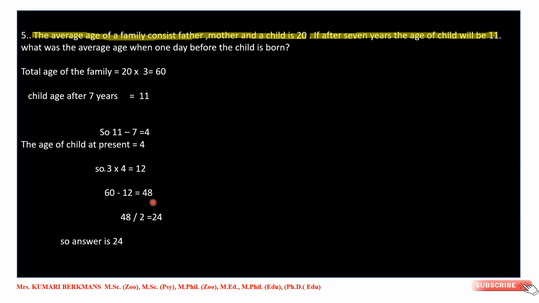So let us see, the child not born. How many members are there in the family? Only 2. So 48 divided by 2, it is 24. So now we got the answer. What is the answer? 24. The average age when one day before the child born is 24.